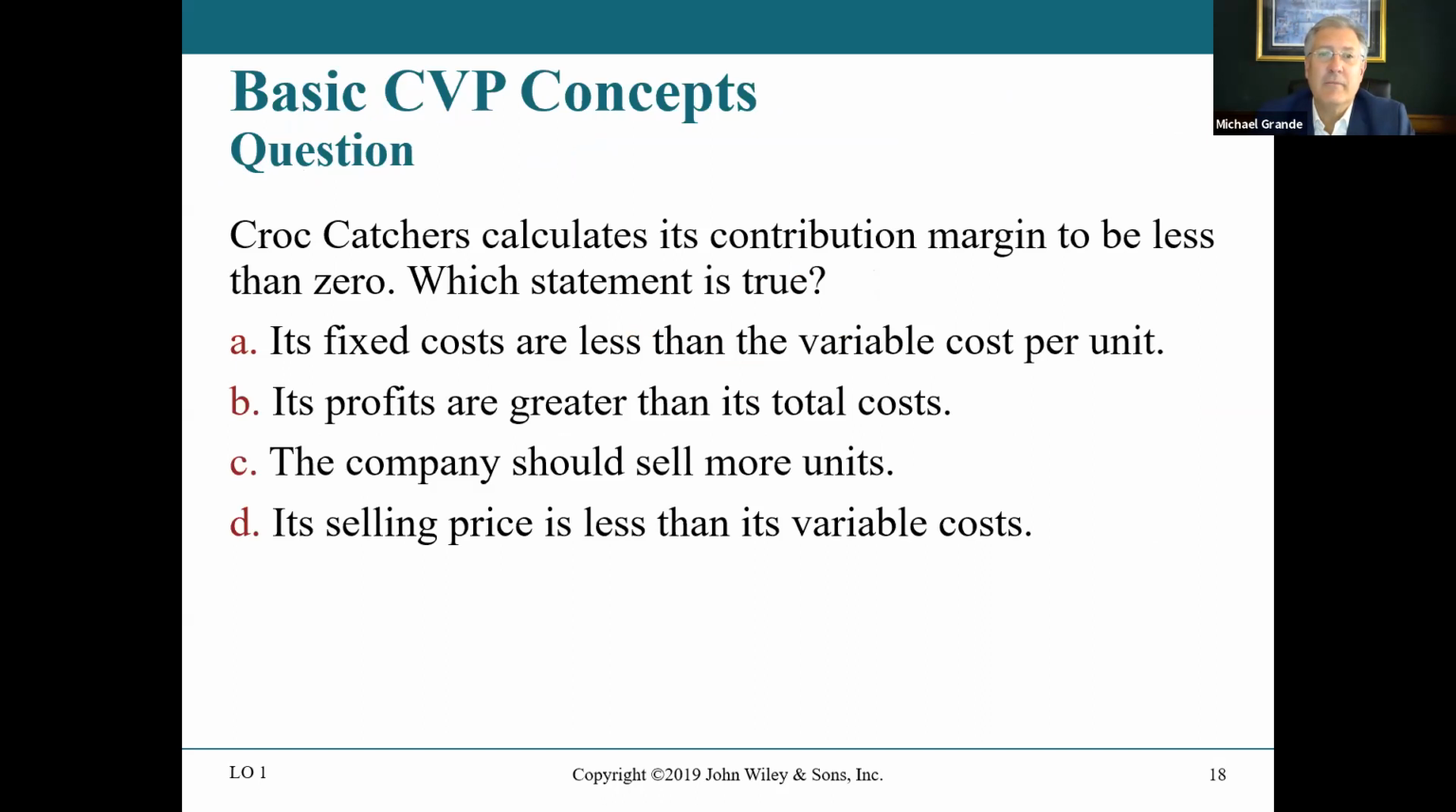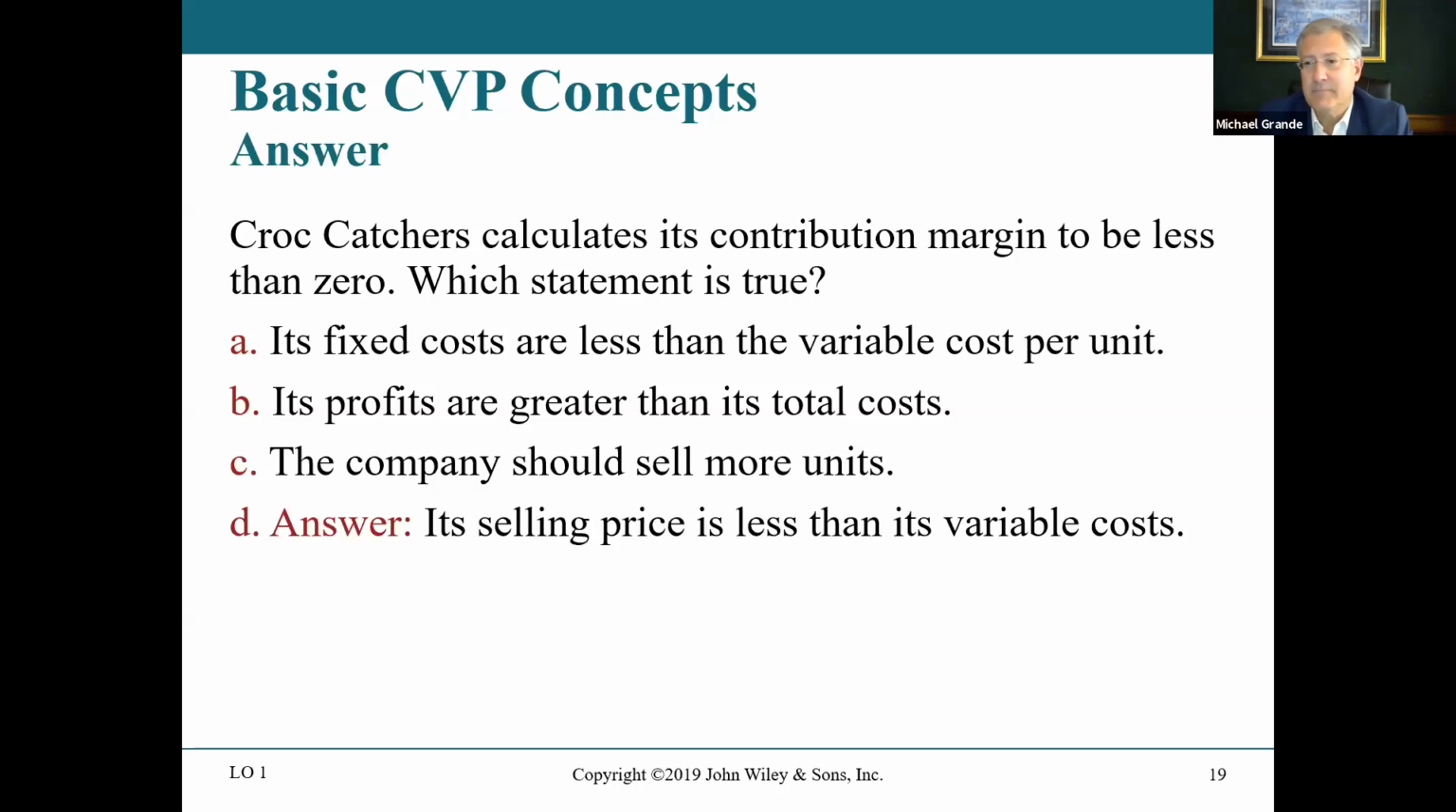Here's a question for you. This company calculates its contribution margin to be less than 0. The contribution margin is less than 0. So what does that mean? It means essentially that their selling price is less than their variable cost. Item D.